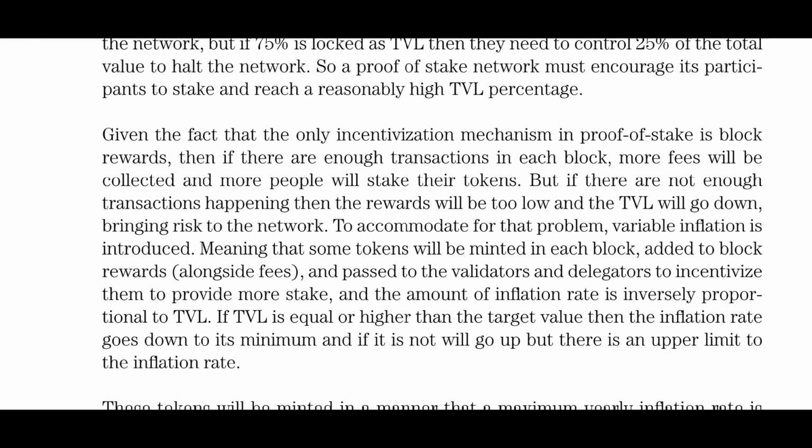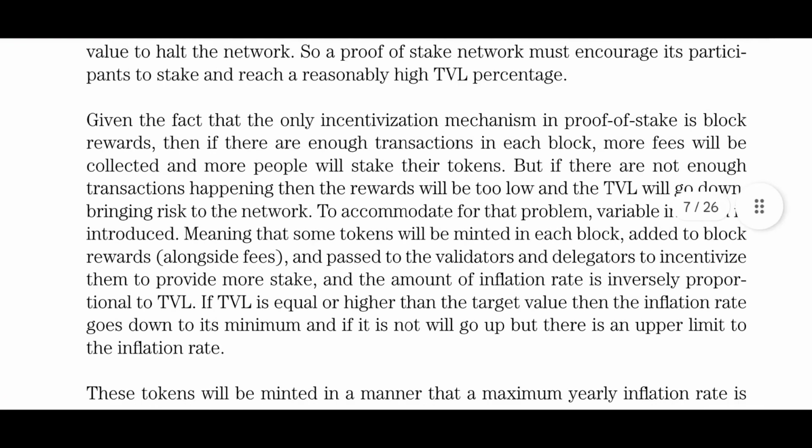Given the fact that the only incentivization mechanism in a proof of stake is block rewards, if there are enough transactions in each block, more fees will be collected and more people will stake their tokens. But if there are not enough transactions happening, then the rewards will be too low and the total value locked will go down, bringing risk to the network. To accommodate for that problem, variable inflation is introduced, meaning that some tokens will be minted in each block, added to block rewards alongside fees, and passed to the validators and delegators to incentivize them to provide more stake.